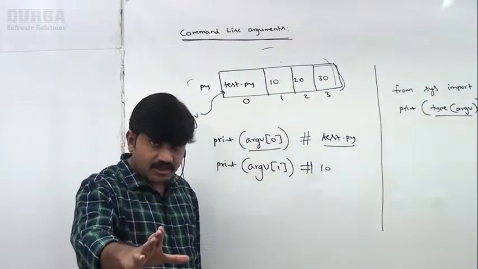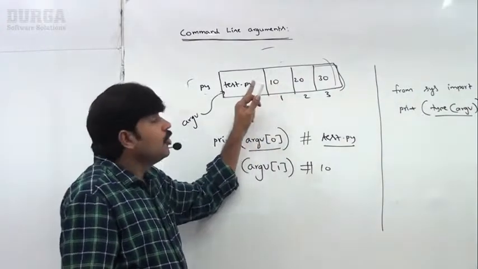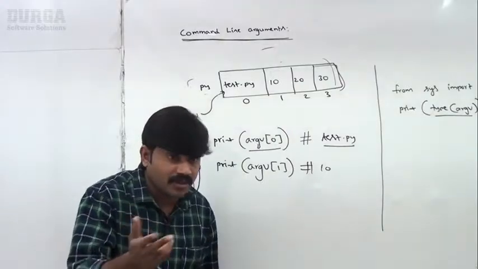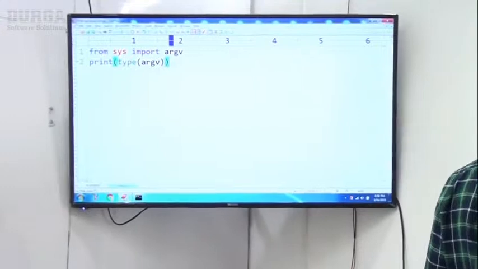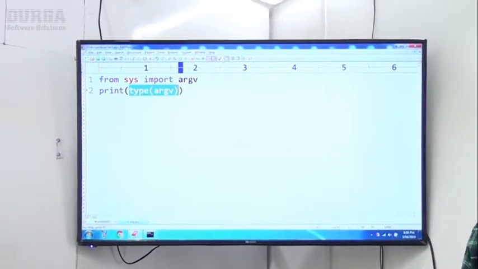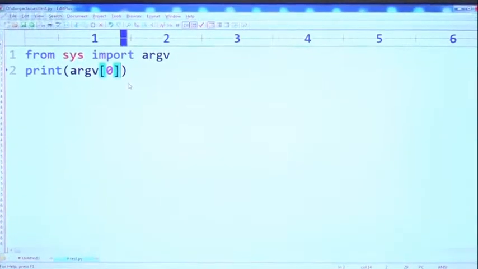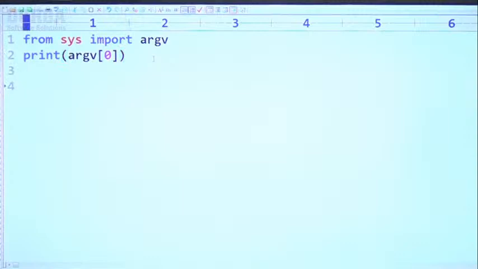argv is the list. In that list, the first element is not the first command line argument. The first element is the name of the file. Where is the proof for that? Have a look once, sir. I'm trying to print the first element. What is the first element, sir? argv of 0 I'm taking. Now let me execute this code, sir. Observe how you can execute. py test.py, next 10 20 30 I'm taking.